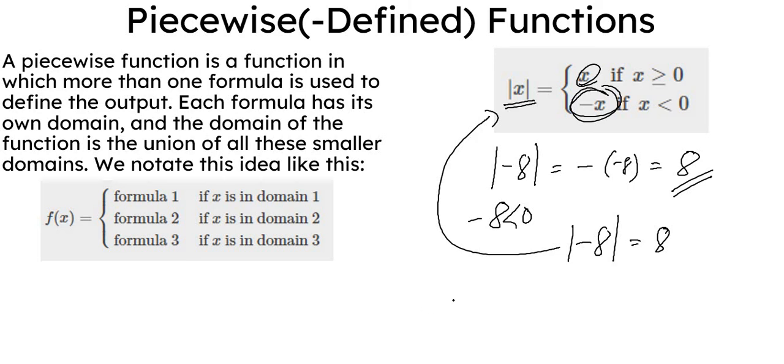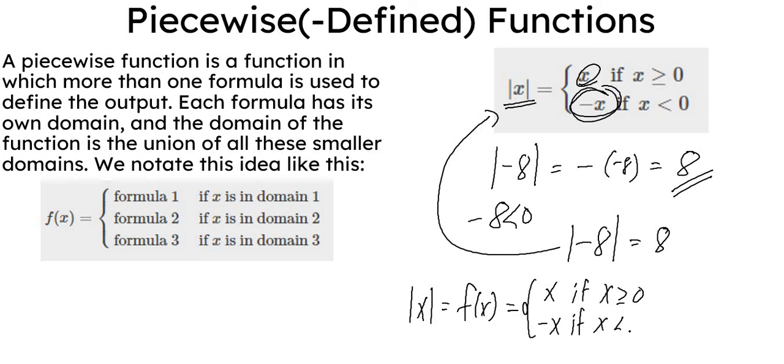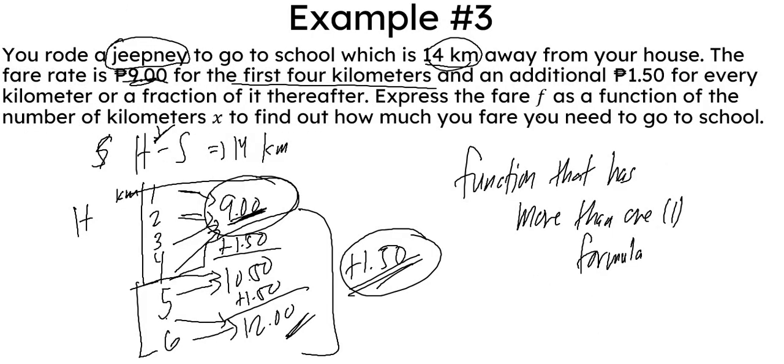So, we can write the absolute value as a function: f of x equals x if x is greater than 0, and negative x if x is less than 0. So that's one way we can write the absolute value as a function. So, can we also write example number 3 as a piecewise function? Let's look at that in the next video.